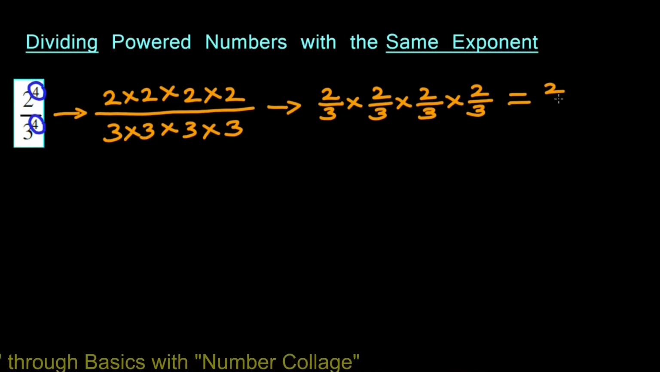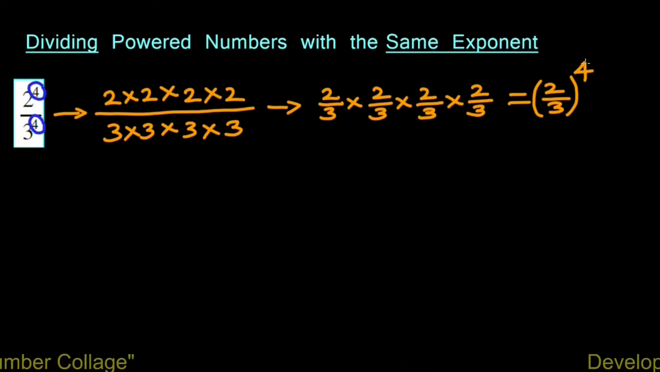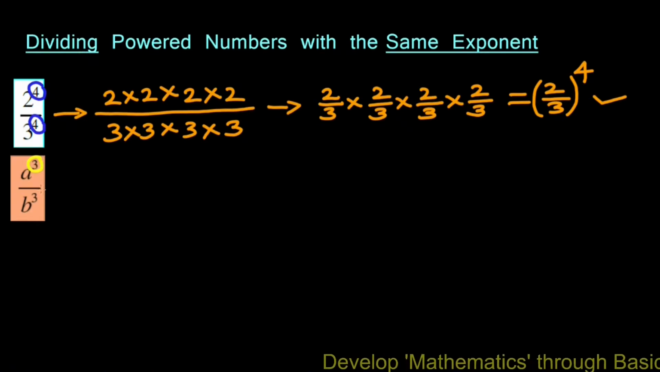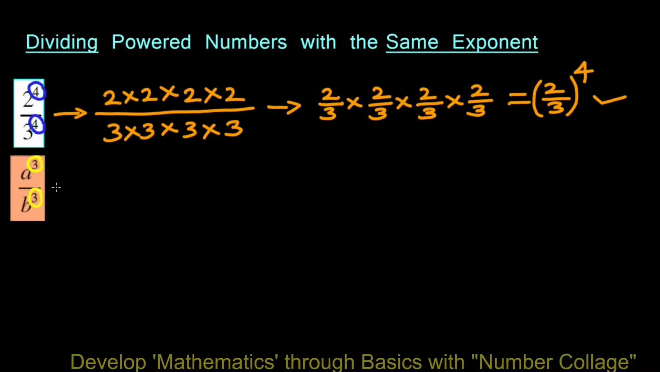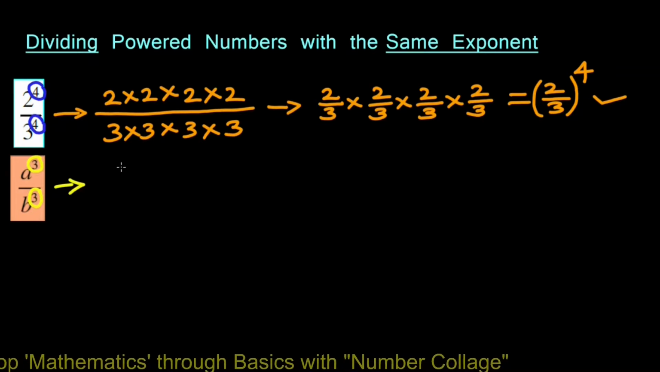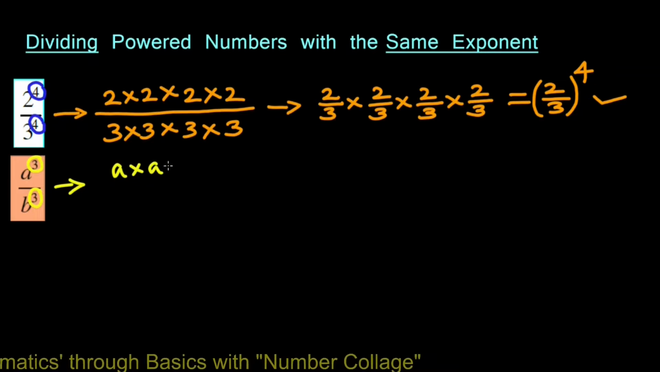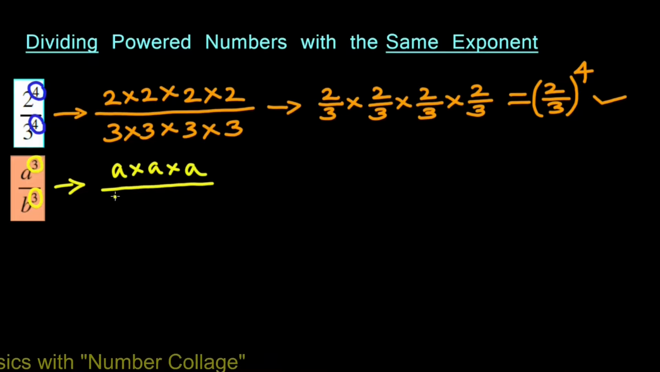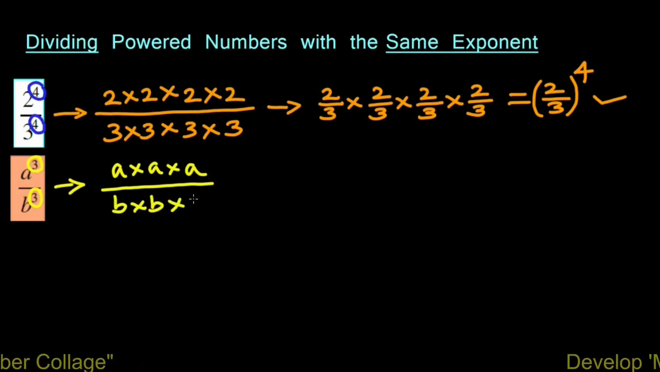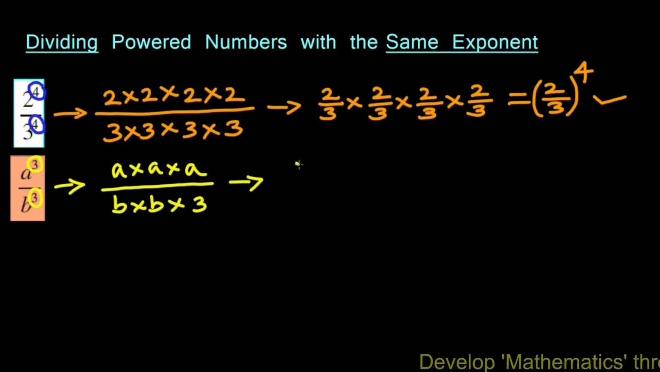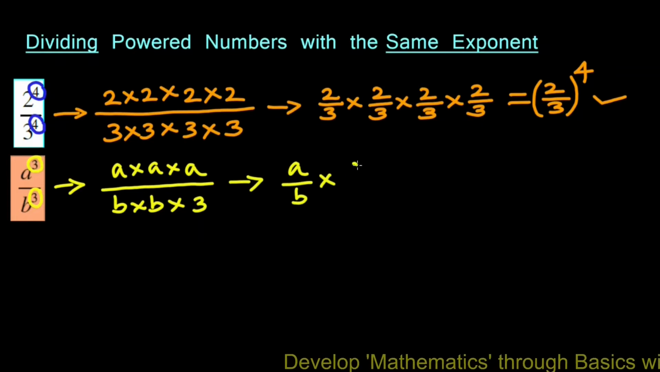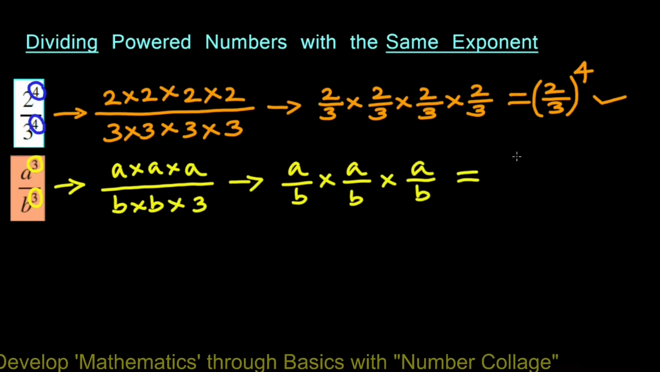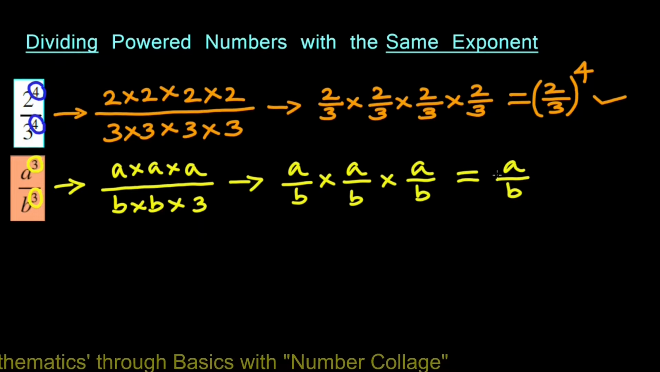So that will be 2 upon 3 raised to 4, according to the first law of indices. Here, a cube upon b cube, where the index of a and b is the same. We will write this as, in the numerator we will multiply a multiplied by a multiplied by a 3 times, and in the denominator we will multiply b 3 times. This we can write as a upon b multiplied by a upon b multiplied by a upon b 3 times, which we can write as a upon b cubed.